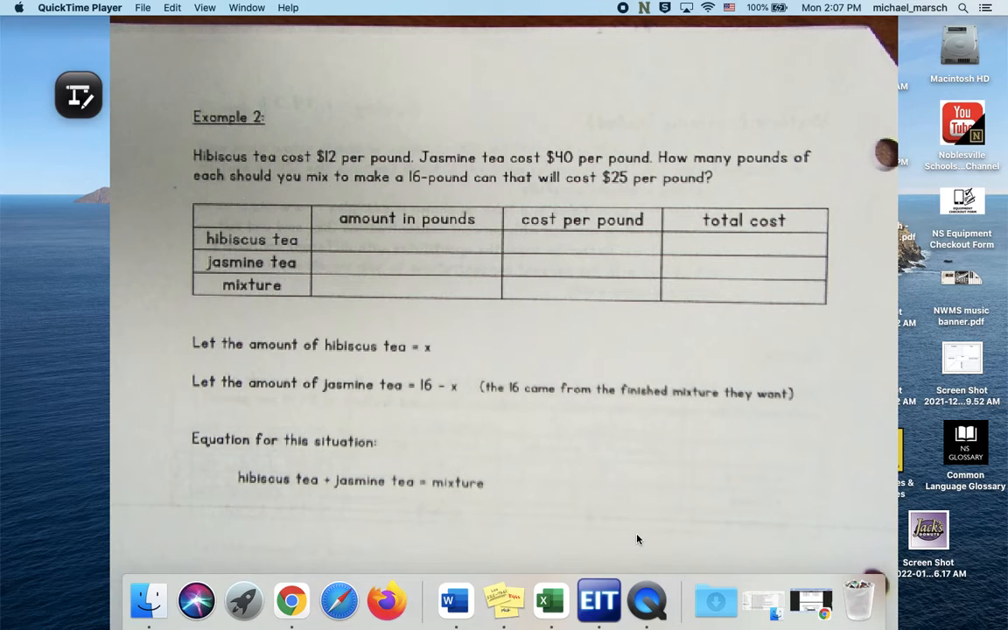Okay, take a second to read this question about the different types of teas. I actually did research on this. Tea is expensive, FYI.